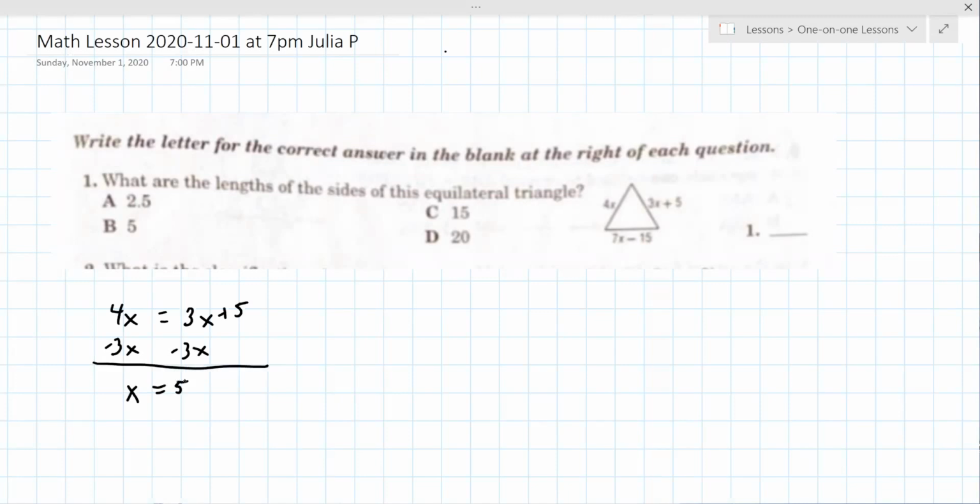But this is not the answer. This is the intermediate answer. So the answer is putting x back in. So a side is like 4 times x, which is 4 times 5. So the answer is 20.